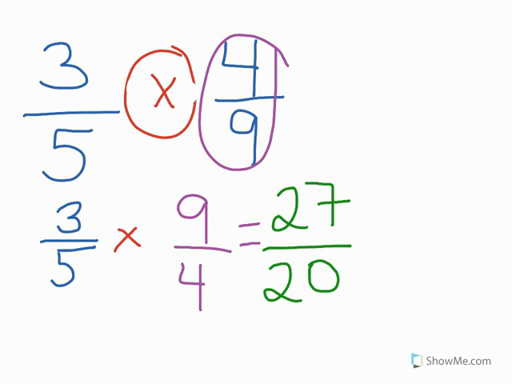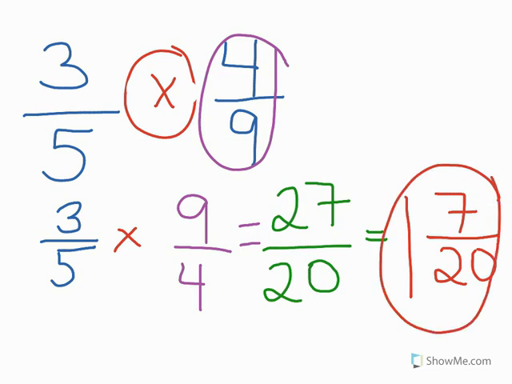20 goes into 27 one time, but there's a remainder of 7. So in making a mixed fraction, we're going to keep the denominator, and we're just going to keep the remainder at the top. So we have 1 and 7/20. Is that simplified? We see that there's no common factors that would go into both 7 and 20. So this is, in fact, our complete answer, 1 and 7/20.